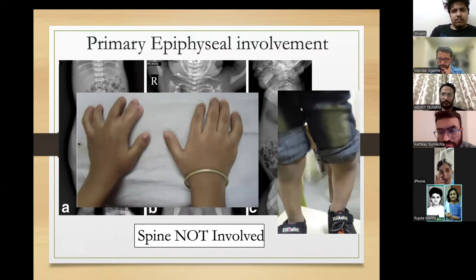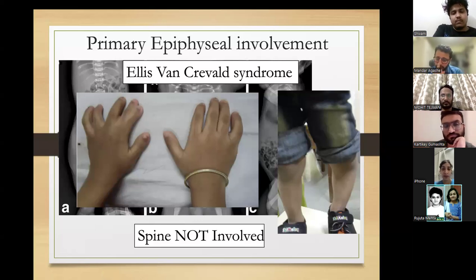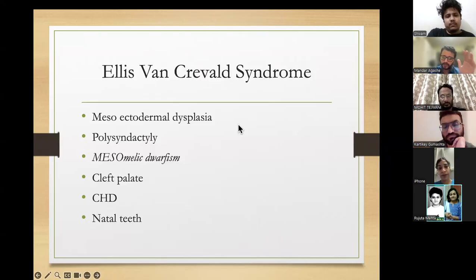So is it like what we see in Ellis van Creveld? Natal teeth is basically teeth which are present at birth. And these three features are the typical triad of symptoms in Ellis van Creveld syndrome. All right. So these are primarily epiphyseal disorders with mesomelic involvement. So tibia, if it is involved, it is typically Ellis van Creveld syndrome, and additional features of natal teeth and polysyndactyly. All right. So these are the issues with Ellis van Creveld syndrome.